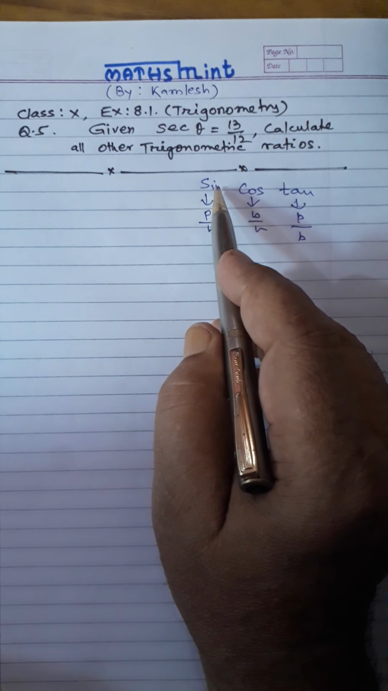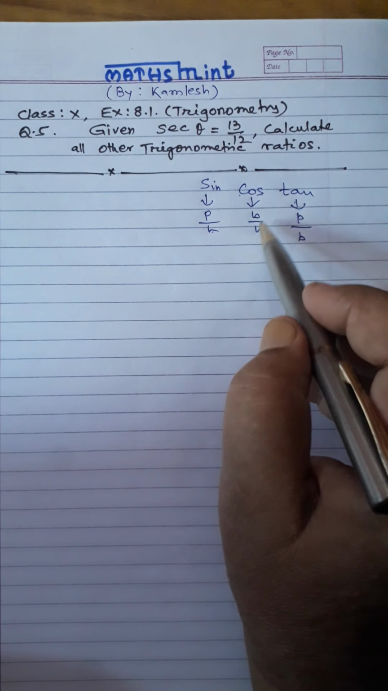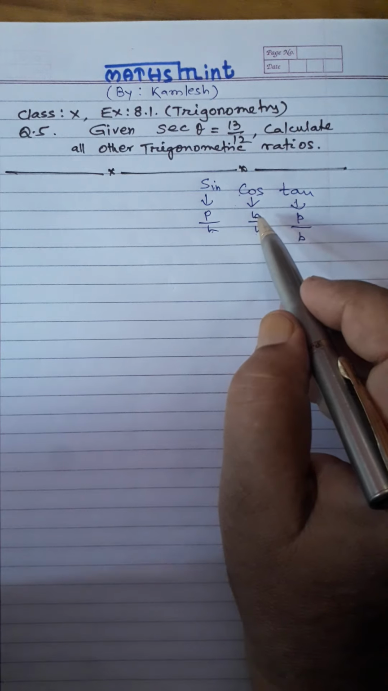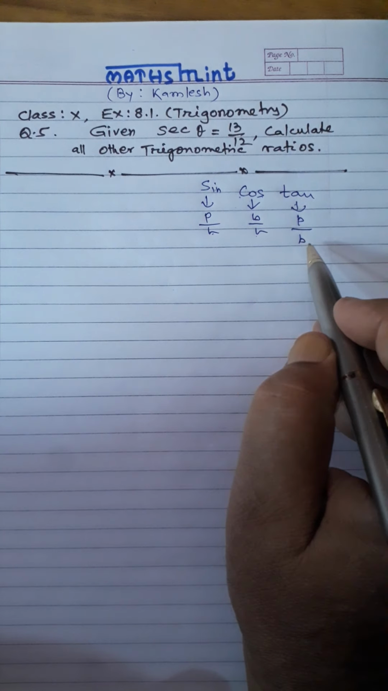Opposite of sine will be cosec, that will be h by p. Opposite of cos will be sec, that will be h by b. And for opposite of tan, cot will be there, that will be b by p, right?